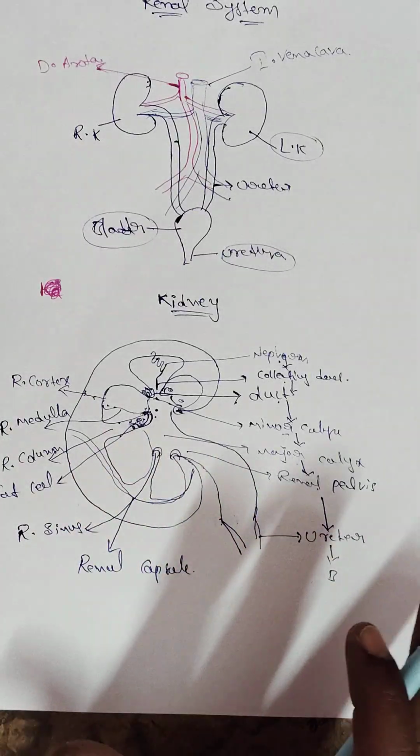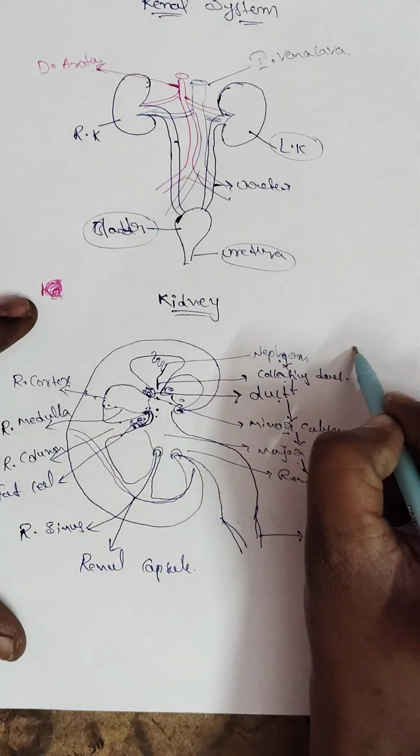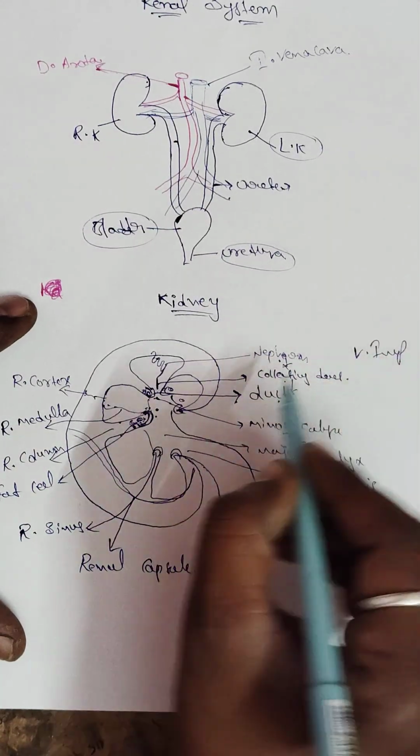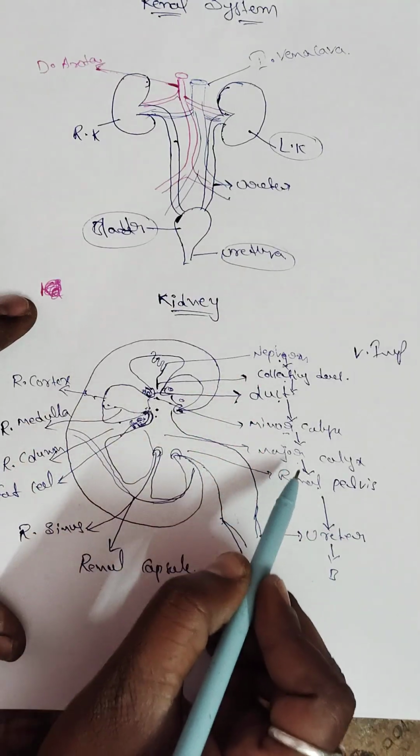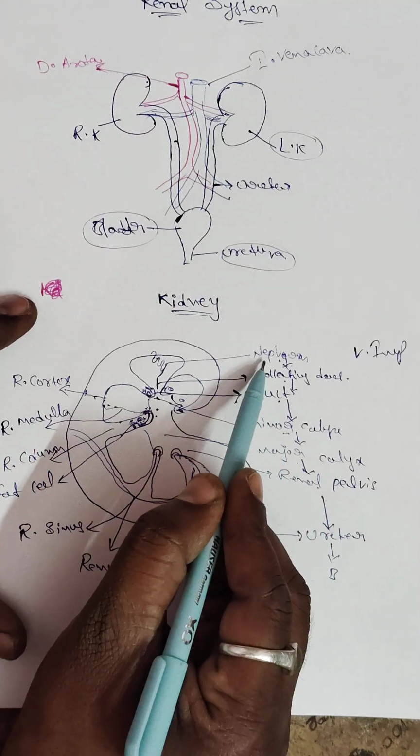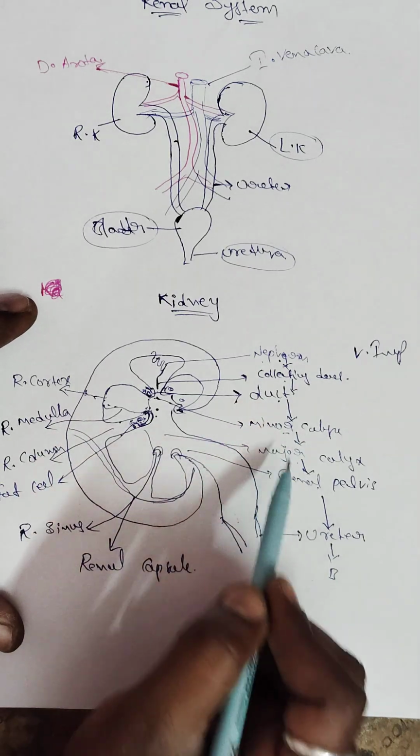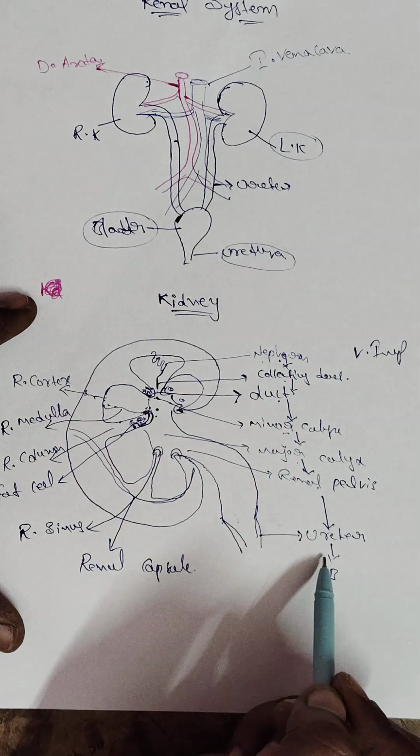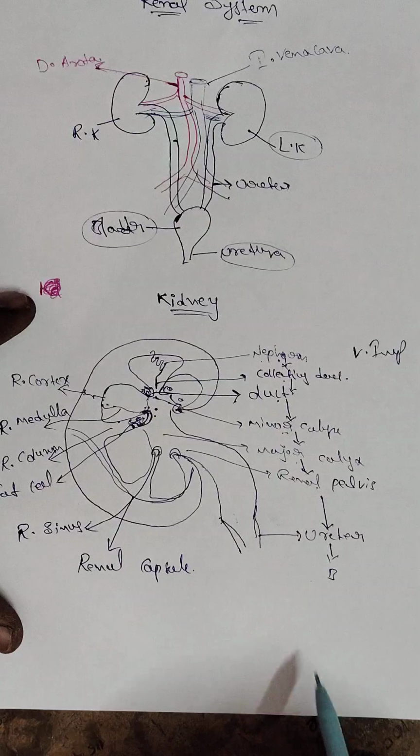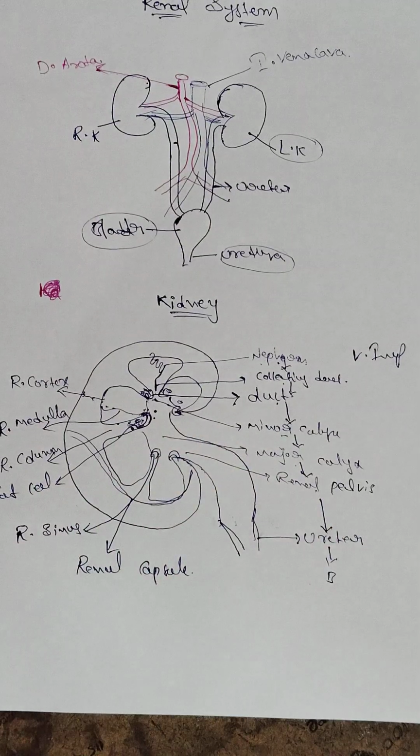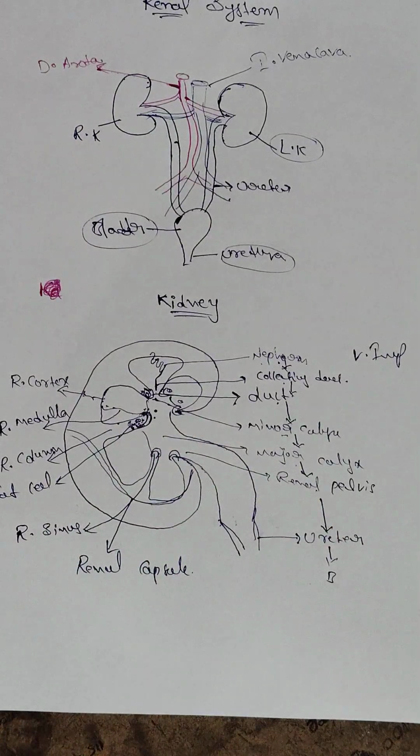This is the structure of the kidneys. These are very important points. This is the urinary drainage from the nephron to the collecting duct, to the renal duct, the minor calyx, major calyx, renal pelvis, ureter, bladder, and eliminated from our body. This is the kidney structure.